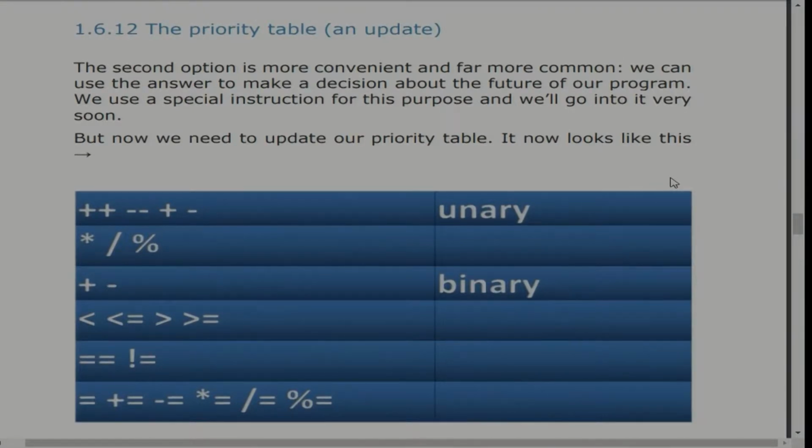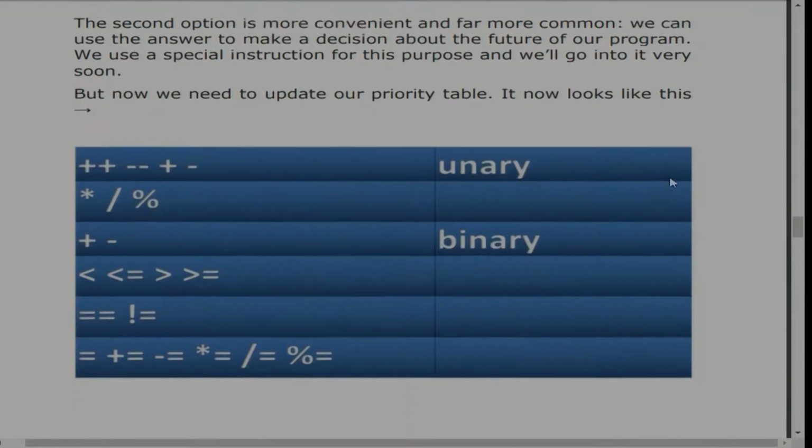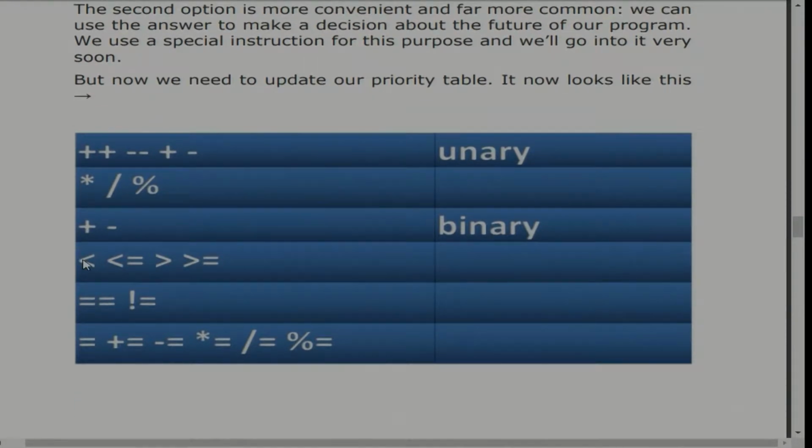Then if you remember our priority table, the operators that we use to ask questions are right there under the binary operators in the priority table. Then the equality operators, equal and not equal to. You can see where they are now.